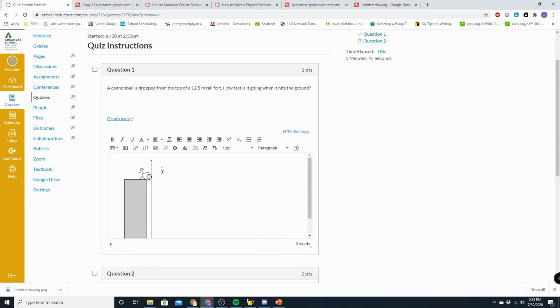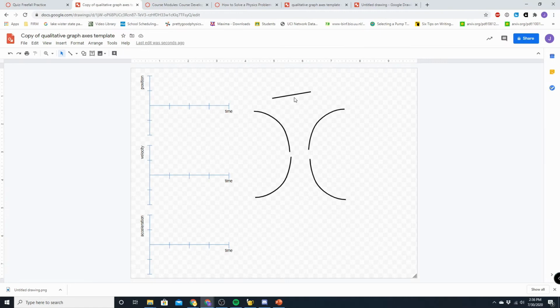And that's because gravity is pulling it downward. Well, what direction is downward in this coordinate system? Up is the positive direction, and so downward is going to be the negative direction. So we have a negative acceleration. We would try to make that look a little constant, like that.